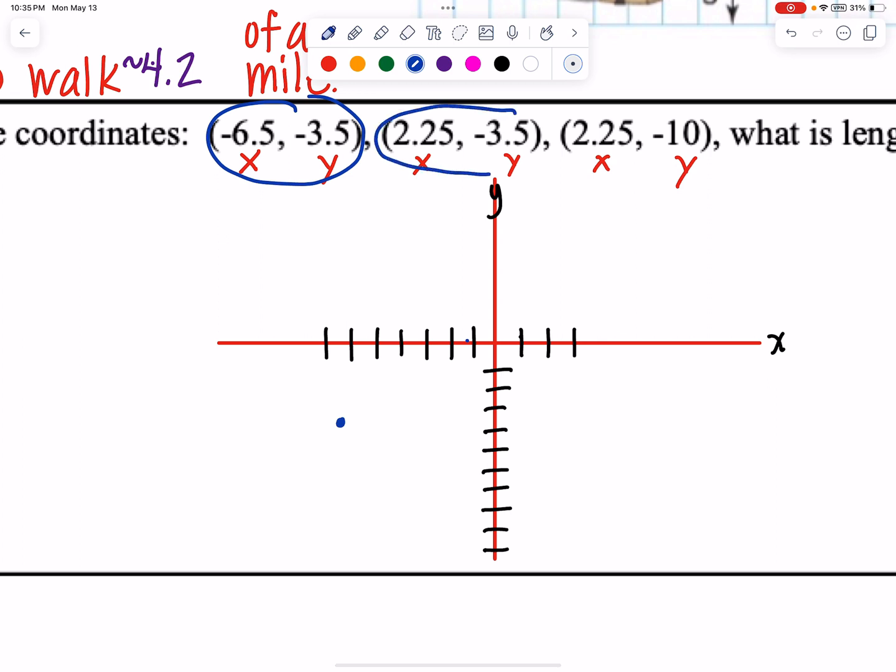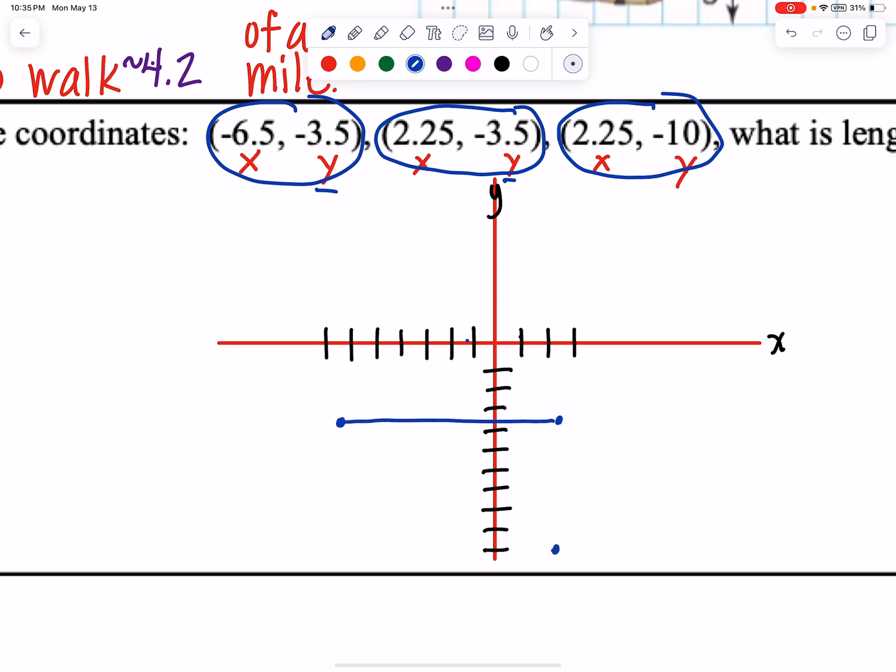Let's do the next one here. We're going over 2.5 and down 3.5. I noticed that my y's were the same on that one, so my x's were what was changing. So this is going to be going straight across. Let's get our third point before we start drawing lines. This one's over 2.25, so that's the same x, and then it goes down really far, all the way to that negative 10. So I know that those are on the same point.